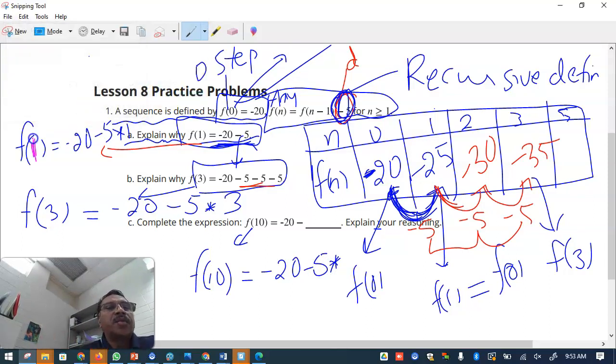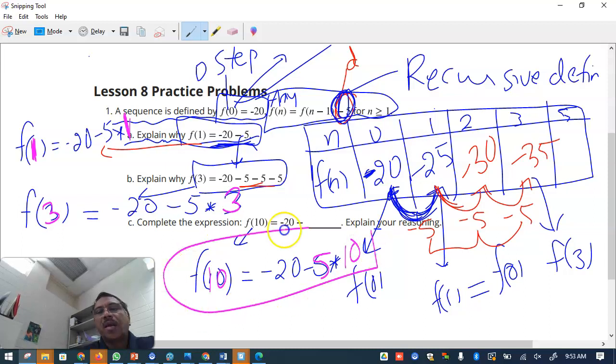So again, I use this pink color. This means you are taking away one 5. If this is 3, you are taking away three 5s. If it is 10, you're going to take away 5, not this 5, 10 times. So this is how you get a formula.